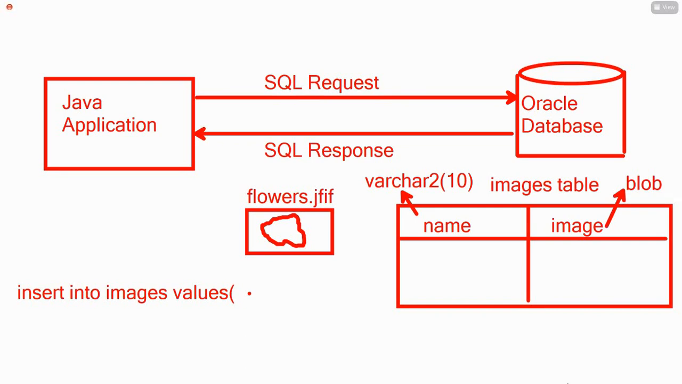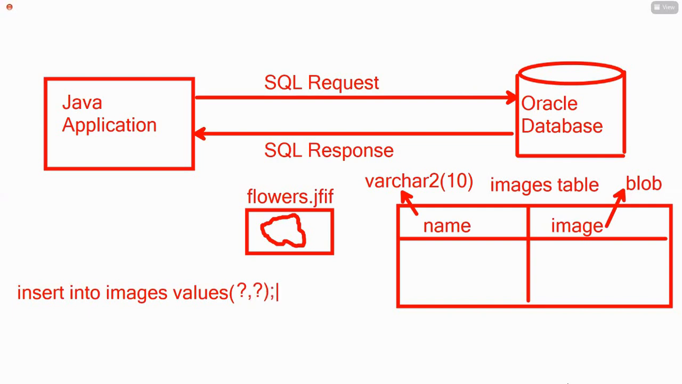But directly it is not possible. Can you type an image from the keyboard? No. You can write the file path, the file name. But the content you cannot write through the keyboard. That's why it will go for a dynamic query. Only question marks we write. Question mark, comma, question mark.